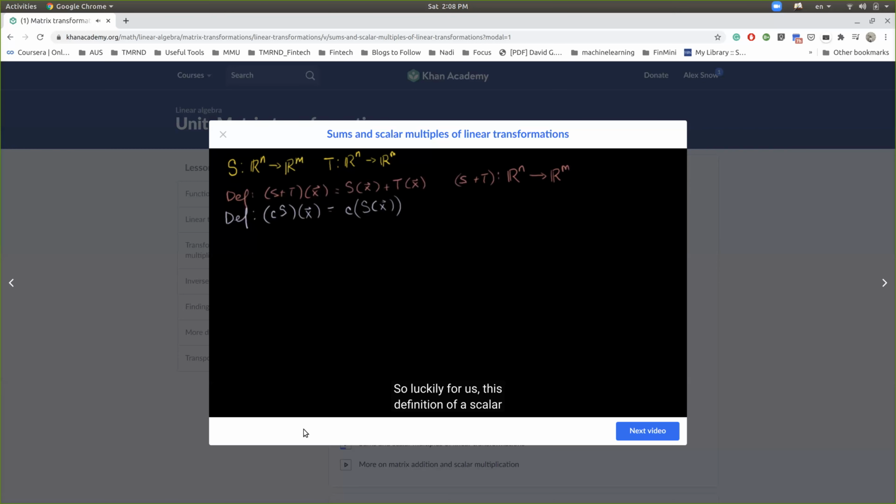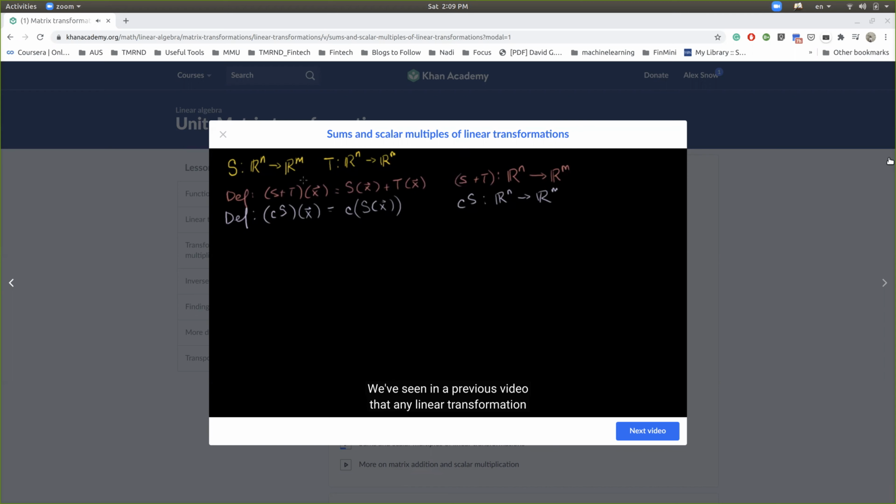So if you multiply any vector in Rm times some scalar, you're still going to have another vector in Rm. So luckily for us, with this definition of a scalar multiple, if I have this new transformation called c times S, this is still a mapping from Rn to Rm. This is still a vector in Rm, and this is still a vector in Rn. Fair enough.